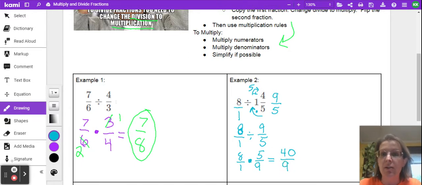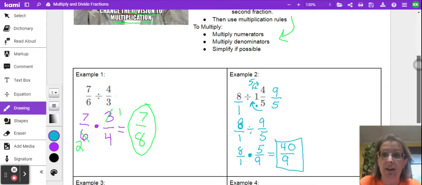1 times 9 is 9. So I get 40/9. Now the good news is in 7th grade, most of the time we just leave our fractions improper. So this cannot simplify because the only factors of 9 are 9 and 3, and 9 doesn't go into 40 and 3 doesn't go into 40. You could use your multiplication table to check that if you wanted to. So you could turn it back into a mixed number if you want to, but it's fine to leave it an improper fraction and save a step.